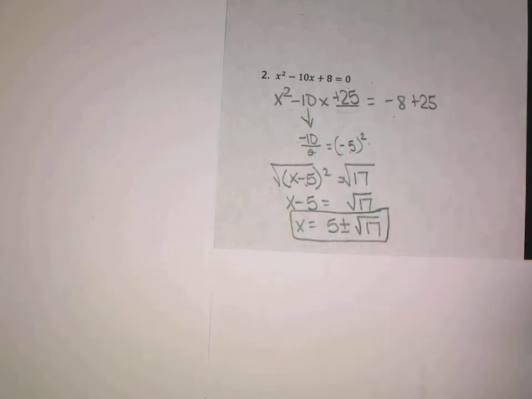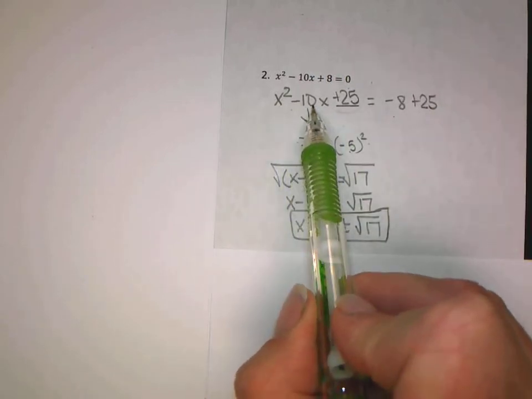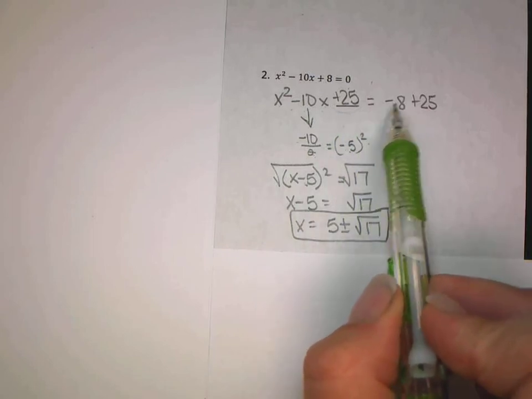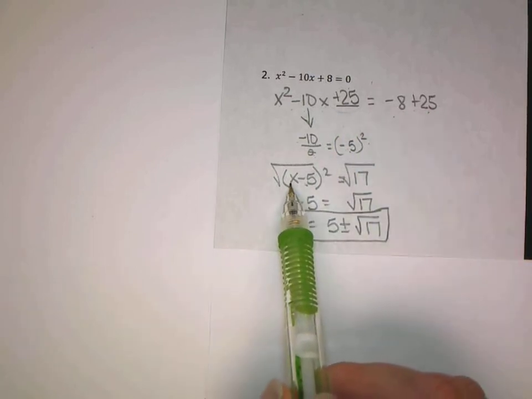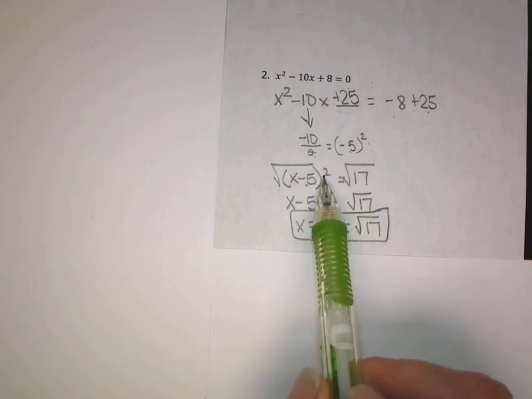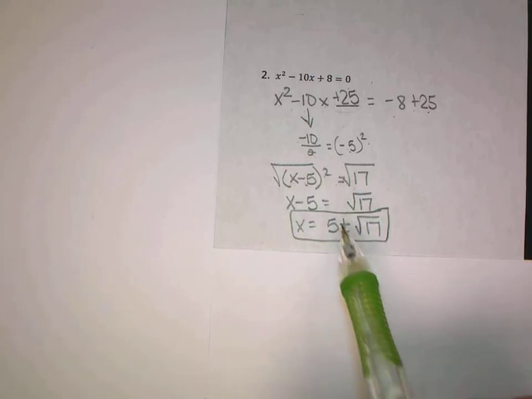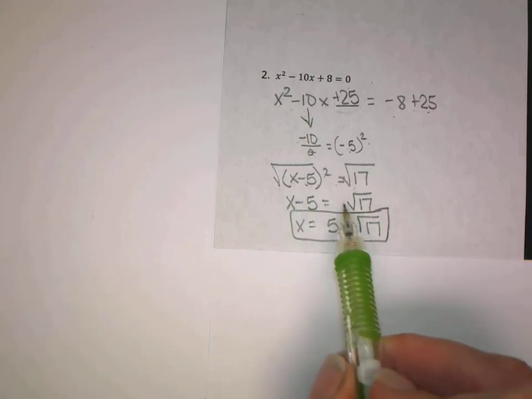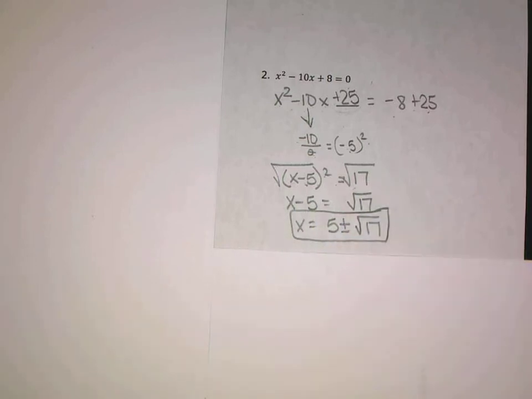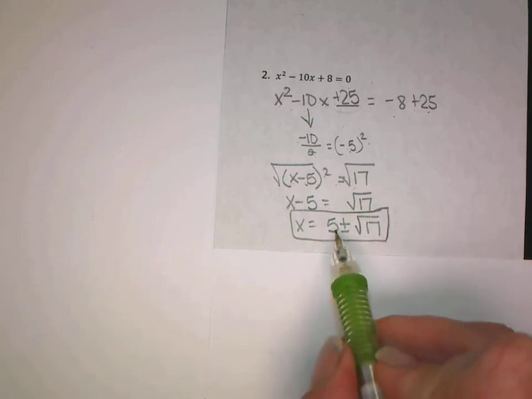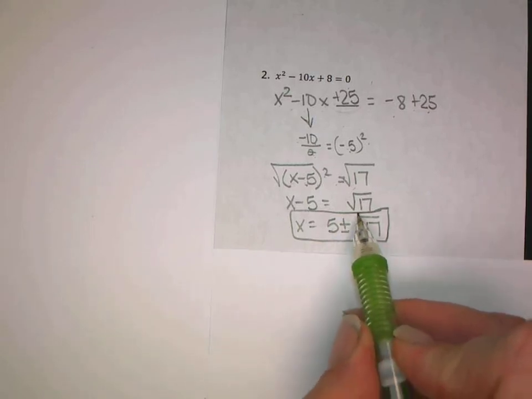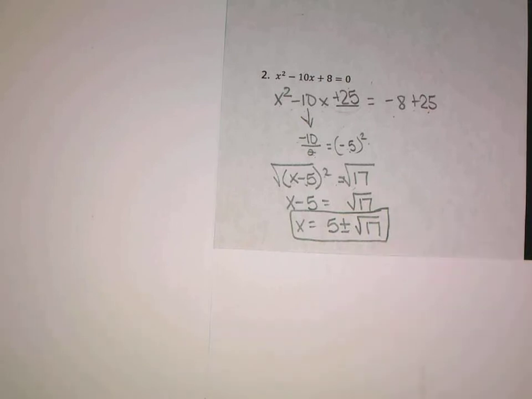So you're going to add 25 to both sides, resulting in x squared minus 10x plus 25 equals negative 8 plus 25. Perfect square trinomial, x minus 5 all squared equals 17. Square root both sides. You're going to get x minus 5 equals the square root of 17. 17 is prime and cannot be broken down. So you're just going to add your 5 to both sides, and you're going to get 5 plus or minus the square root of 17. All right, move on to number 3. And when you're done, hit play.